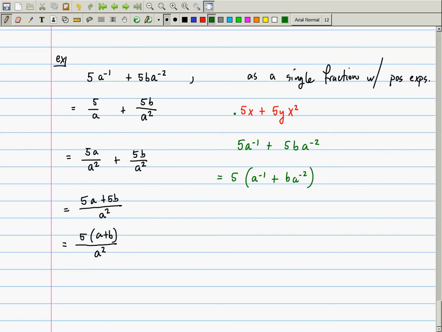So this can be written as 5 a to the negative 2 multiplied by something. First, the term that goes here is b, because b times a to the negative 2 is b a to the negative 2. But the question is, what term goes in this open spot? Just a. Because what is a multiplied by a to the negative 2? A to the negative 1.